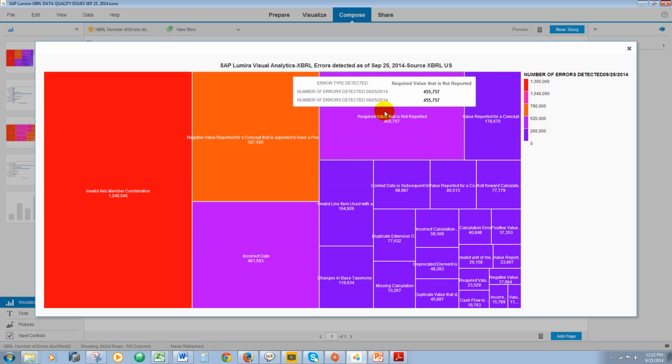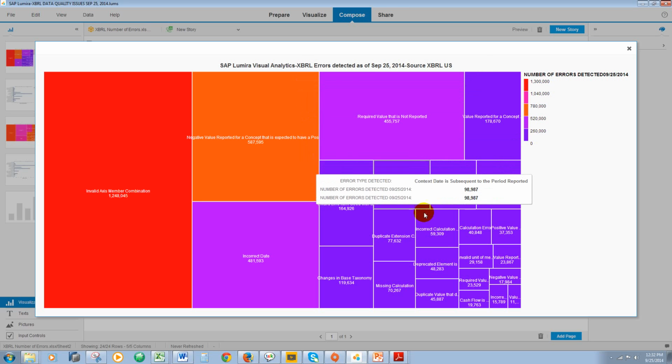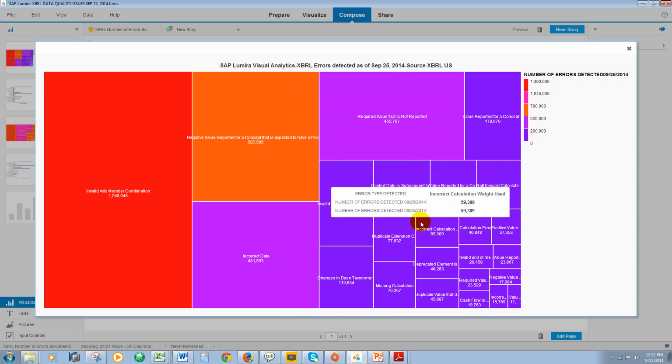And then we have required value that is not reported. So this is affecting the completeness of XBRL data. And so these are the other. Then we have incorrect calculation weight used, so that's 59,309. So that's affecting the financial semantics.